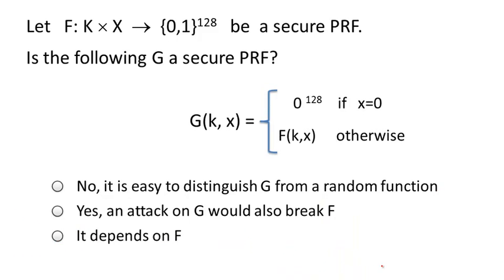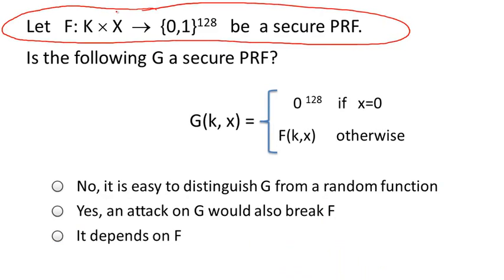Okay, so let's look at a simple question. Suppose we have a secure PRF. We know that this PRF f is defined on the set x, and it so happens it outputs 128 bits every time. It so happens that this PRF cannot be distinguished from a truly random function from x to {0,1}^128. Now we're going to build a new PRF. Let's call this PRF G. And G is going to be defined as follows. If x is equal to 0, always output 0. Otherwise, if x is not equal to 0, just output the value of f.